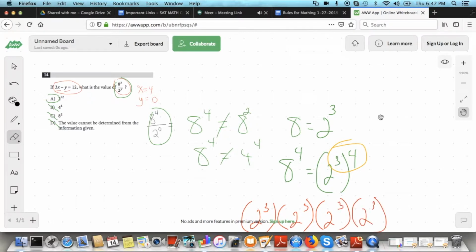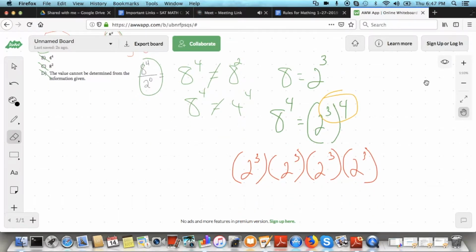Yes or no? Make sense? Okay. Now you're like, what do I do with all those? Well, look. How many 2's do we have here? 2 to the power of 3 is 2 times 2 times 2. Times 2 times 2 times 2. Times 2 times 2 times 2. Times 2 times 2 times 2. How many 2's is that? 12. 2 to the power of 12.